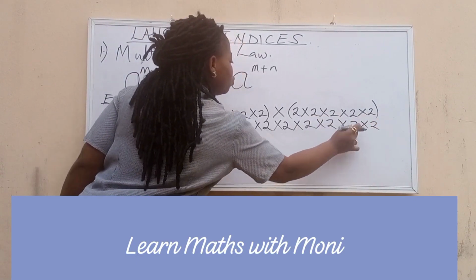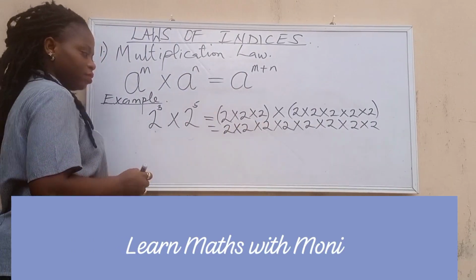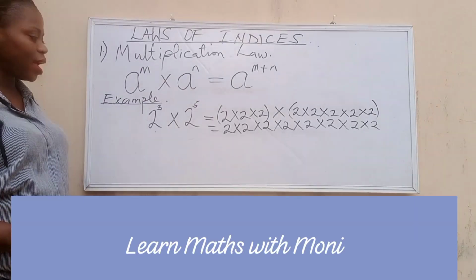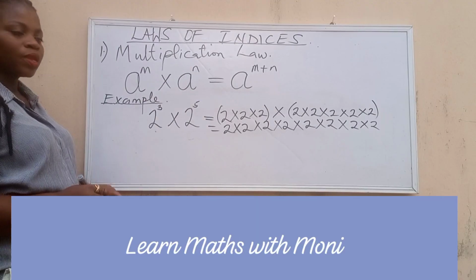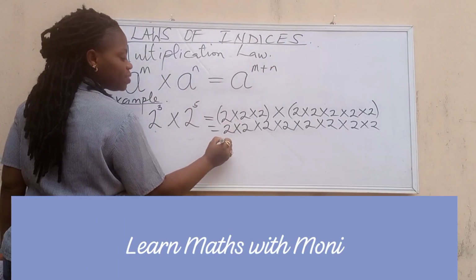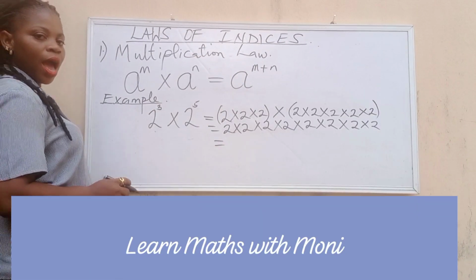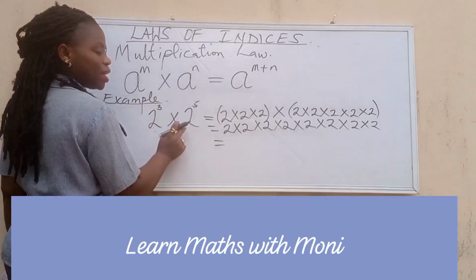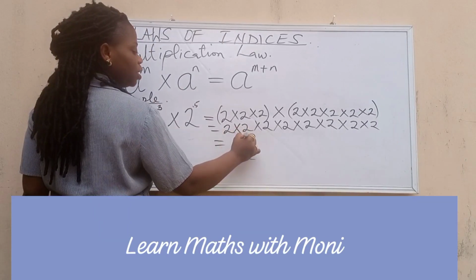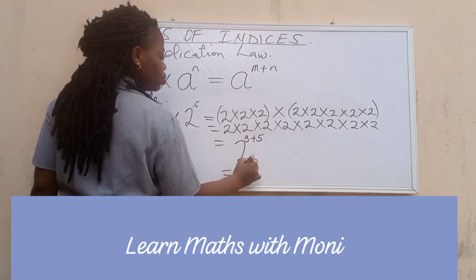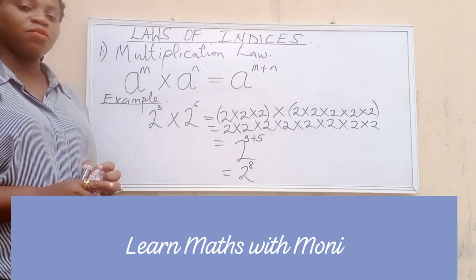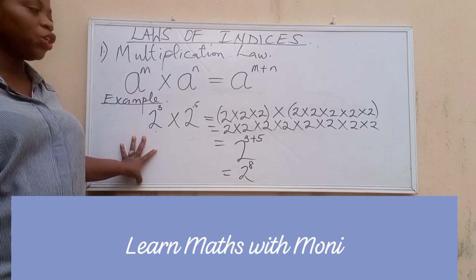1, 2, 3, 4, 5, 6, 7, 8. 2 multiplying itself in 8 places, thereby establishing the law that instead of expressing in this elaborate form, I can just say, since the bases are the same, I'll pick a base and add the powers, which is 3 plus 5, which equals 2 raised to power 8. 2 multiplying itself in 8 places. That is the multiplication law.